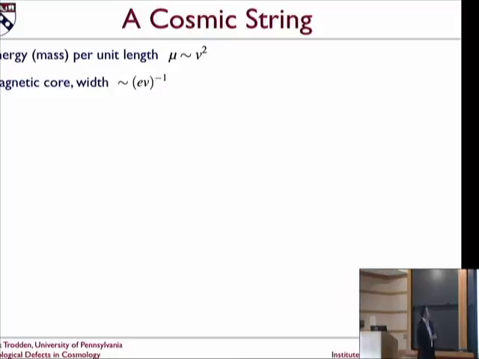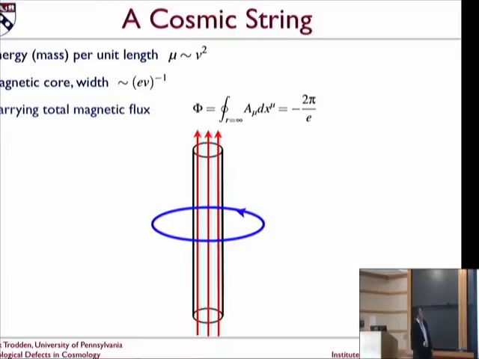It has a magnetic core width, the typical distance it takes for that gauge field to reach half its vacuum value. That's given by the gauge coupling constant times the vacuum expectation value inverse. It has a scalar width that is given by the scalar coupling times V inverse.